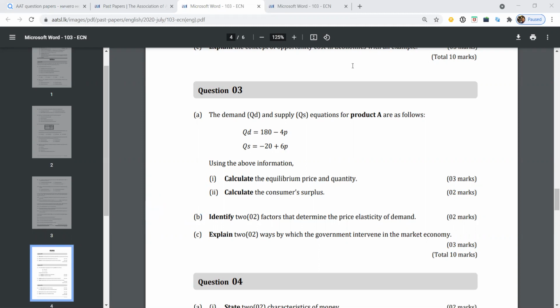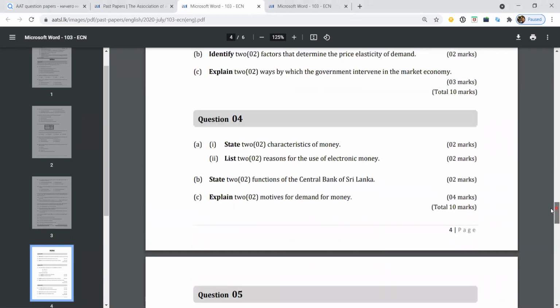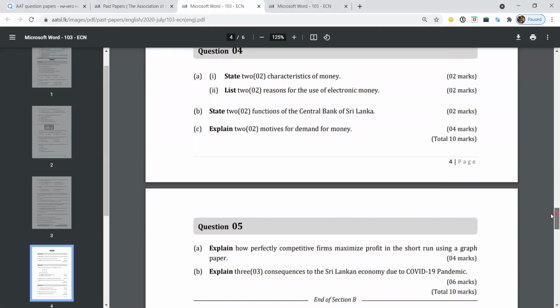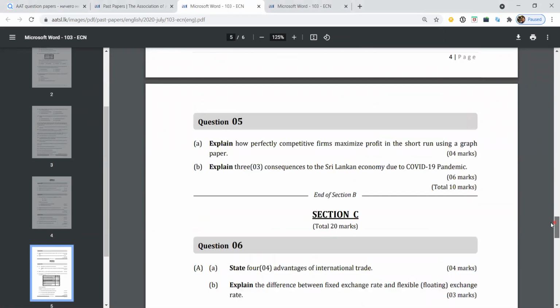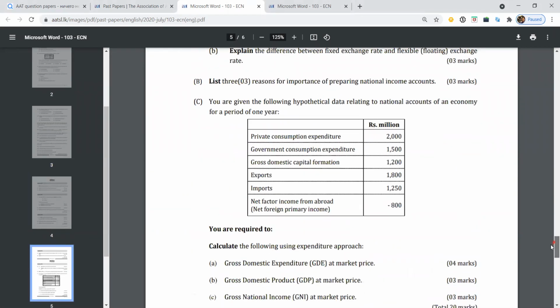After that, that's all we can complete in this paper.